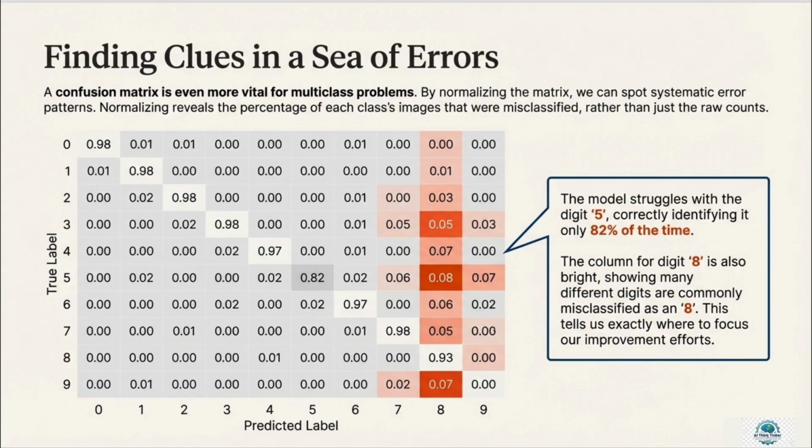But look closely at the row for the number 5. It's dimmer than the others. The model only correctly identifies 5s about 82% of the time. Where are the mistakes happening? Look at column 8. There are bright patches in the 8 column for digits like 5. This tells us specifically that our model is confusing 5s for 8s. This is actionable intel. We now know we don't need to fix the whole model. We specifically need to help it distinguish the loop of an 8 from the shape of a 5.